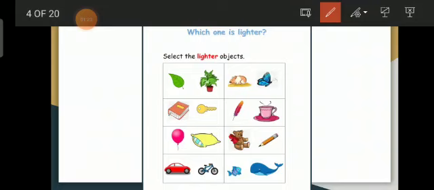On the first picture, there is one leaf and there is a pot with so many leaves. What do you think? Which one is the lighter one? Yes, the single leaf is the lighter one. Second, a rat or a butterfly? Which object is lighter? Yes, of course, the butterfly.